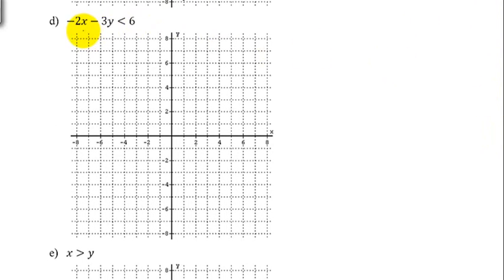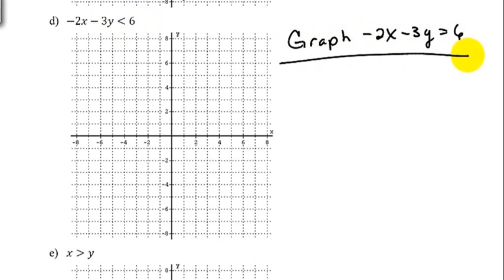Our next one, we have negative 2x minus 3y is less than 6. So we want to graph negative 2x minus 3y is equal to 6. And I'm going to leave this one in this form and find both intercepts because 6 is divisible by both the 3 and the 2. And so I'll be able to find my intercepts easily. And they'll be nice numbers.